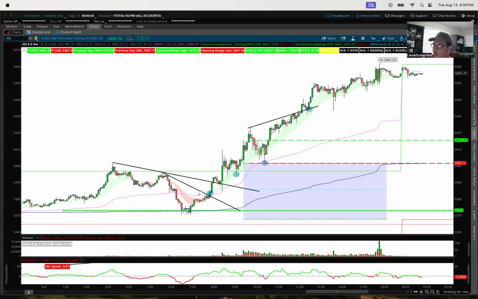Now, what I did was I saw this pattern set up, and as soon as we got above the VWAP here, this is today's VWAP. The purple line here is today's VWAP, and the blue line is the weekly anchored VWAP. So we're above the weekly anchored VWAP, I'm looking for bullish setups, and here we have trading above the VWAP.